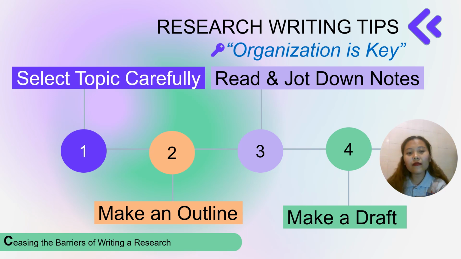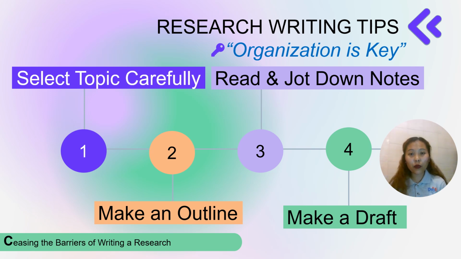All right. Now, after you have chosen a topic, you have to make an outline of your research. So what should be in chapter 1? What are the things that you have to include in chapter 1? What are the different parts? So later on, I will be sharing with you the outline that we are using in our division in writing an action research. Okay, next one is to read and jot down notes.